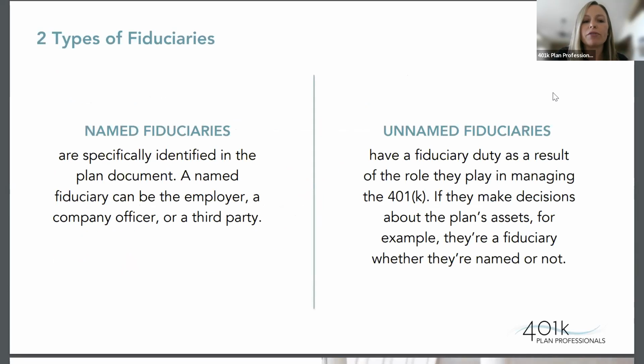So there's two types of fiduciaries. There's named fiduciaries, which would be specifically identified in a plan document. So this could be in your legal adoption agreement, summary plan description, just some legal document that says your name. A named fiduciary could be an employer, a company officer, could be a third party. And on the other hand, there's unnamed fiduciaries. These individuals have a fiduciary duty as a result of the role that they play in managing the 401k. If they make decisions about the plan assets, for example, they're a fiduciary whether they're named or not.